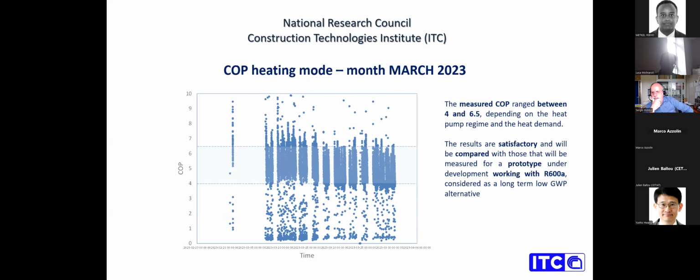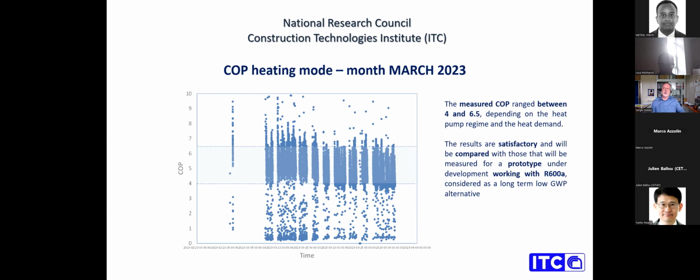So we measured the performance of the system working with R454B for several months. And as you can see, the COP ranged between 4 and 6.5. That was quite good performance.